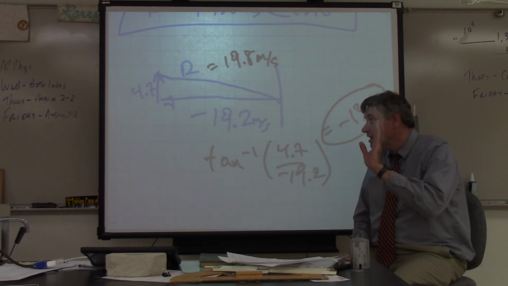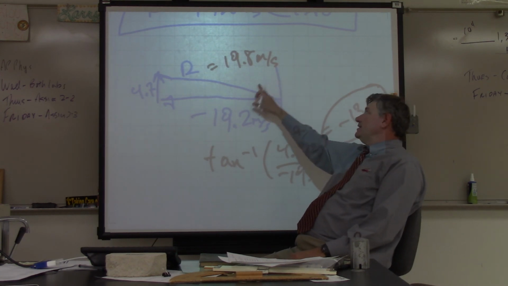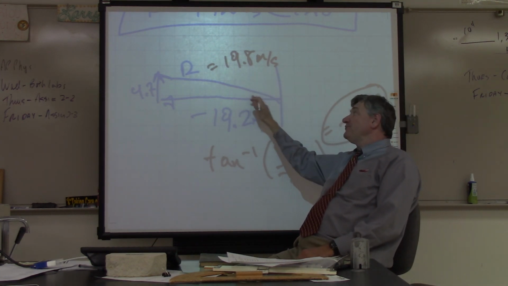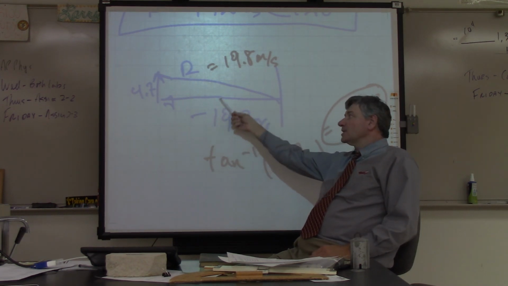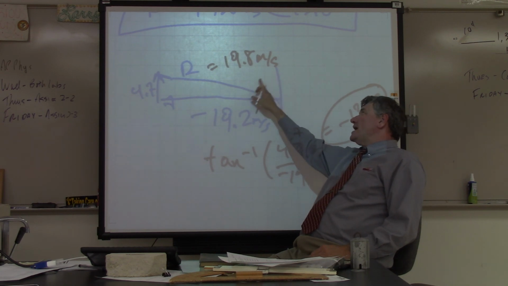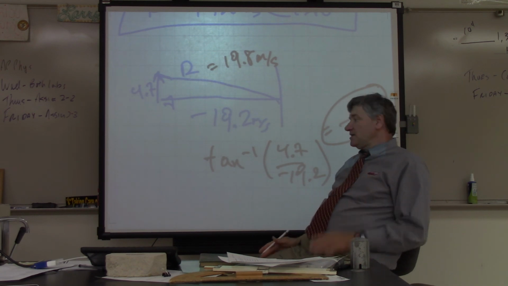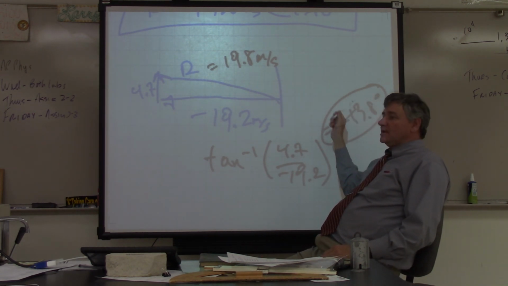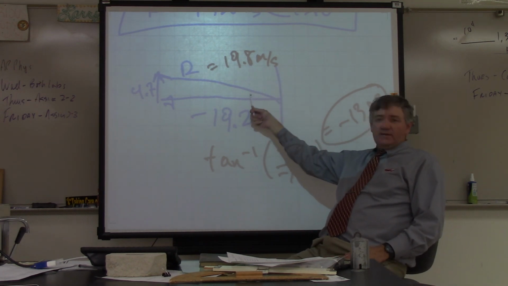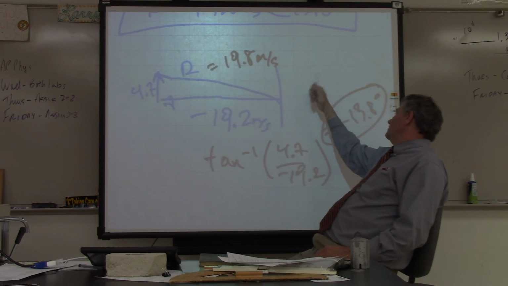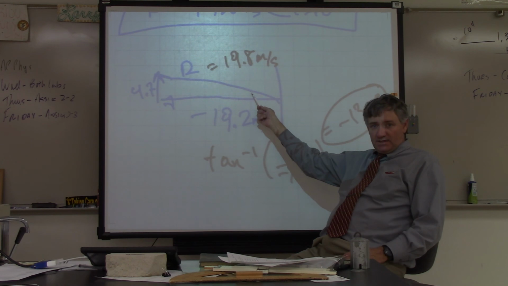But here's the big picture. What I need is this angle right here. If it had been negative 19.2 and 4.7, I know that angle would be something a little bit less than 180 degrees. So if your calculator gives you a negative 13.8, take negative 13.8, add that to 180 degrees, and you're going to get 164.2. That's the angle that you would get.